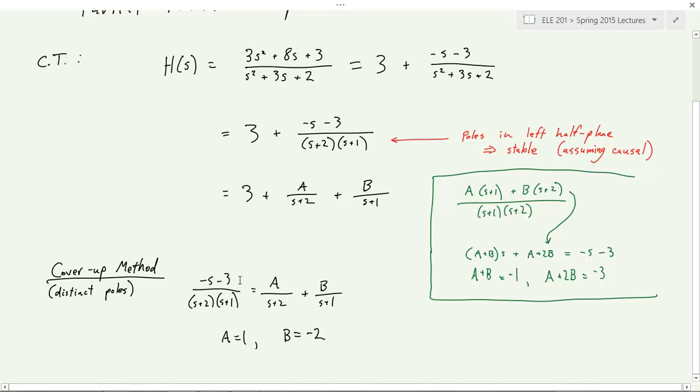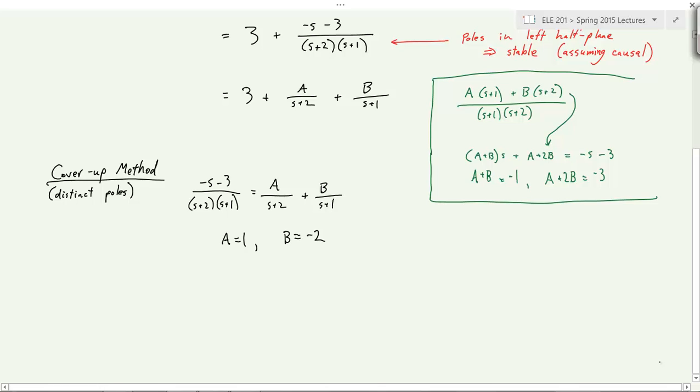Okay. In general, you can have two poles in the same location. That means you can have one of these terms raised to a higher power. And that's fine. Let me just mention, so what about higher order poles?